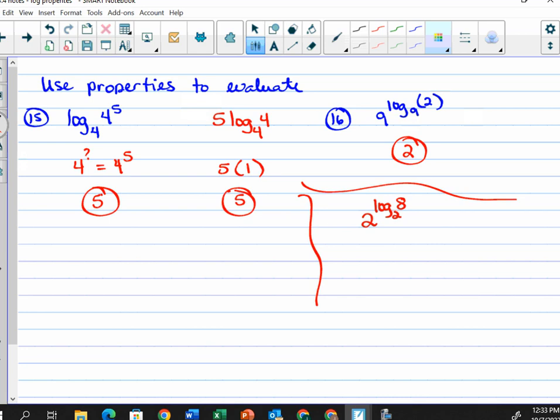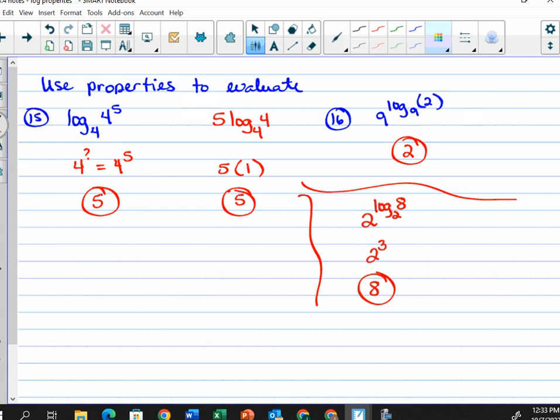Based on the example we just did, what would you tell me the answer is going to be? 8. That is correct. Let's see why. If we evaluate the log part of that, what is log base 2 of 8? 3. So this is really 2 cubed. And what is 2 cubed? 8. Okay, so it's not just like, oh, there's an 8 there, that's the answer. It really does work.